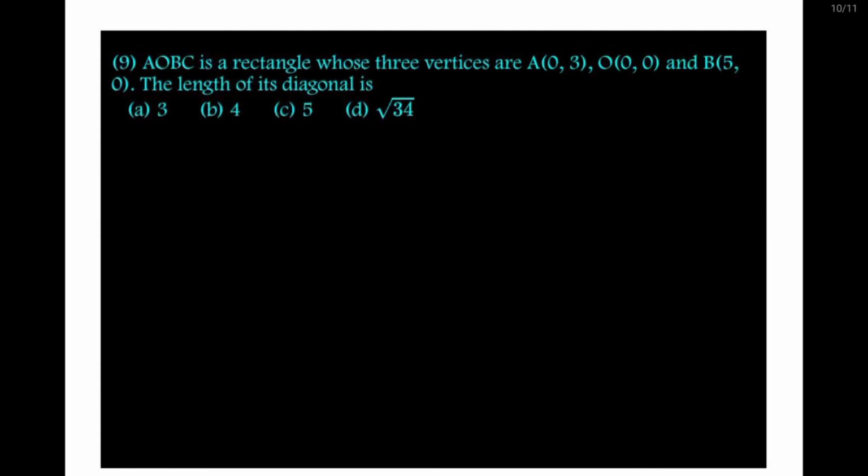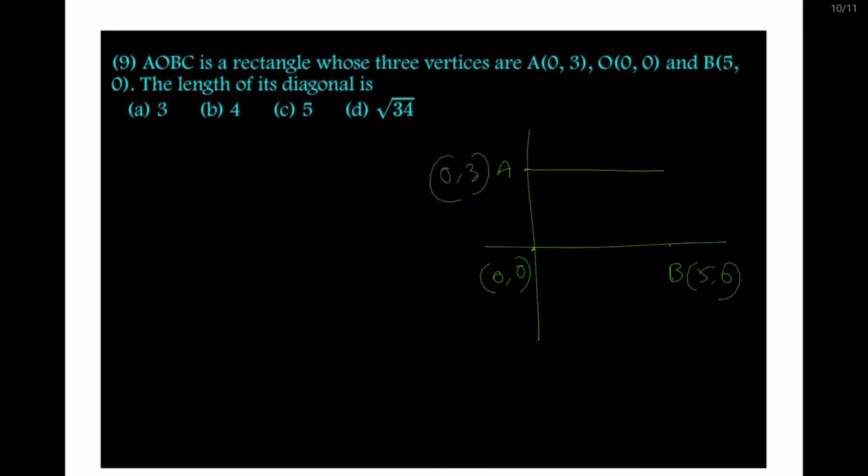ABC is a rectangle whose three vertices are A (0, 3), O origin (0, 0), B (5, 0). Let's draw a figure, suppose this is our origin and coordinates of this will be (0, 0) and B is given as (5, 0). So B is equal to (5, 0) and another vertex is given as A, coordinate is (0, 3). So this is a rectangle and this will be our C, and we have to find the coordinate of this. Actually we don't need to find the coordinate of this, we are to find the length of its diagonal.